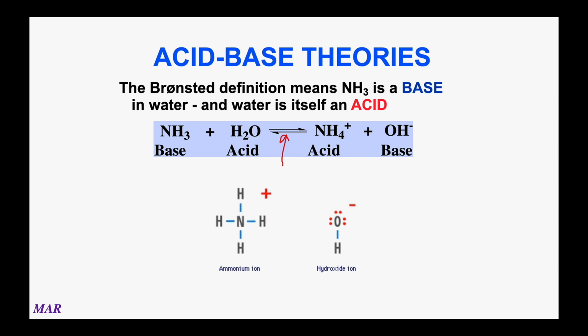Finally, before we leave this, notice that ammonia and ammonium are related by an H plus. All right, you give the H plus to NH3, it makes ammonium. You take away the H plus from NH4 plus, and it makes NH3.